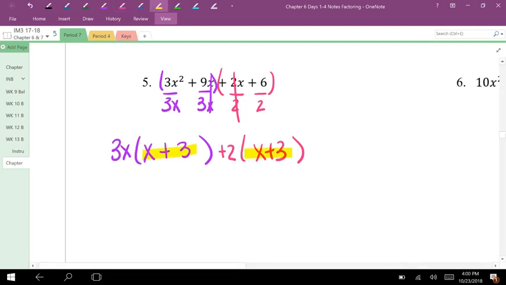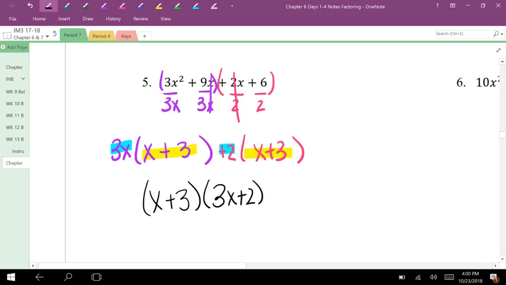Well, that's the goal. The goal is for you to get the same thing inside the parentheses, which we did in this case, and then the outside becomes a group 2. So I have x plus 3 on the outside, and then 3x plus 2. Now you 100% could switch these groups. You could write 3x plus 2 first, and it wouldn't matter. Okay, as long as they're together. As long as the x plus 3 is a group and 3x plus 2 is a group, it doesn't matter.